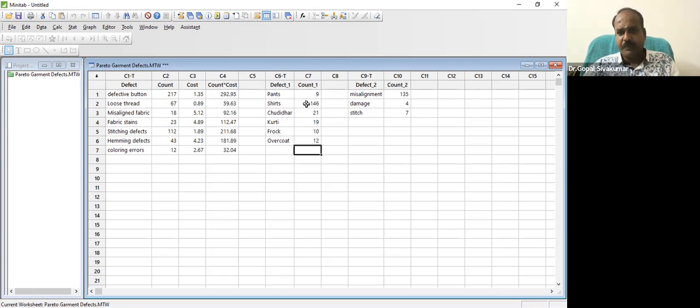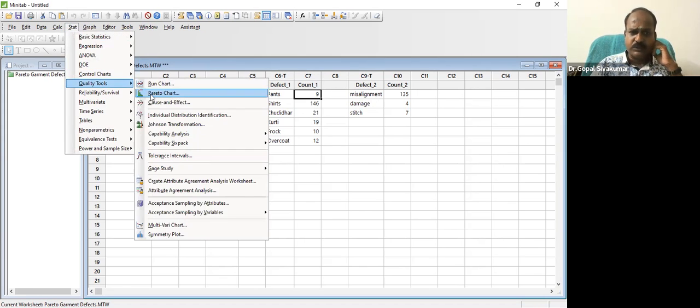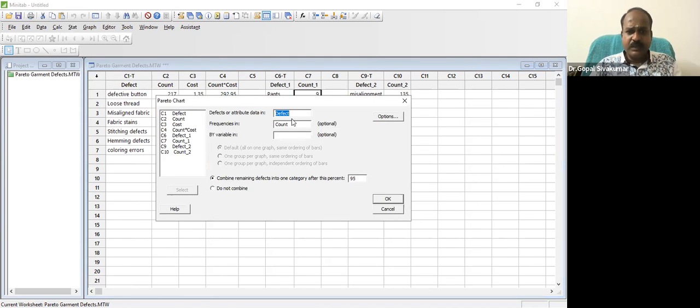Likewise, it is going on. So this is nothing but stratification, drilling down, right? So let me plot another Pareto with the split up of the 270. Go to Stat, go to Quality Tools, go to Pareto. Now defects is available in column number 6.